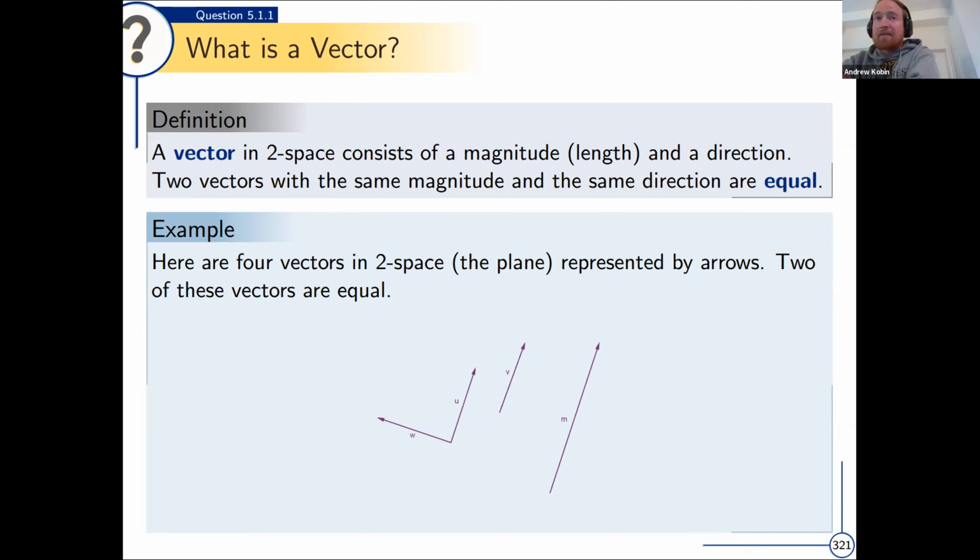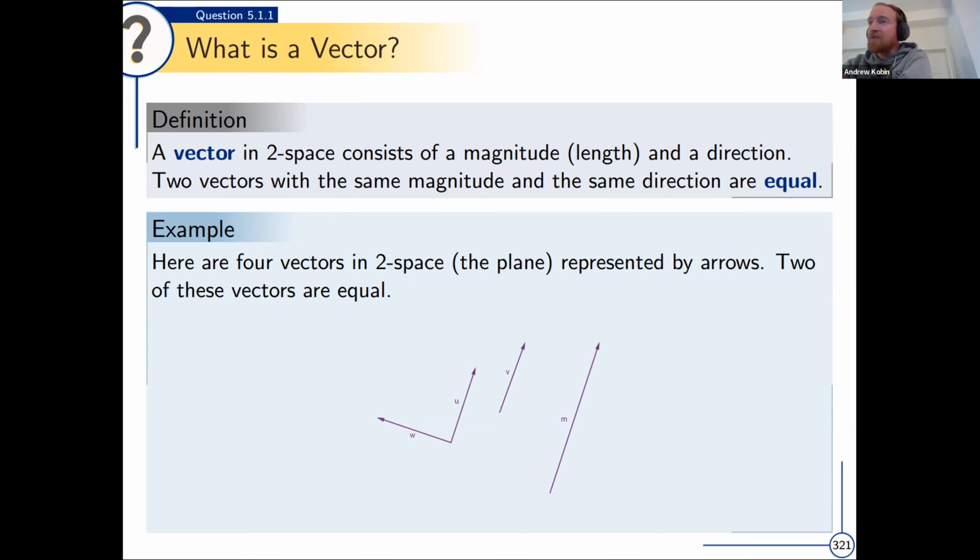Really, the context of that is the next sentence in the definition that says two vectors with the same magnitude and the same direction are considered equal. They're the same vectors. So here are four different vectors in the xy plane that we've represented using arrows. You can see u and w share a common base point or a common starting point, and then the arrowheads indicate where their ending points are as we travel away from the starting point. The vectors v and m have different starting and ending points. They all seem to have different lengths.